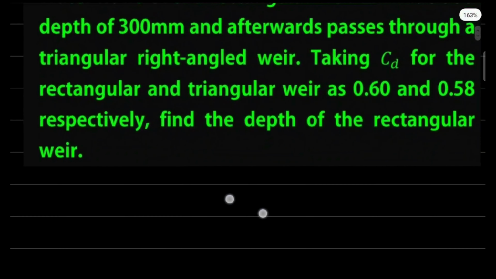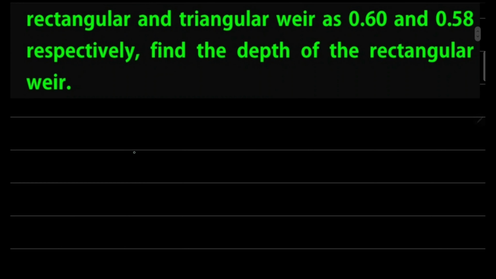So the problem is such that water is flowing through a channel, first passing through a rectangular weir and then through a triangular notch, and in both cases the same amount of water will be flowing. So whatever the Q input is, that will be the Q output from the V notch.